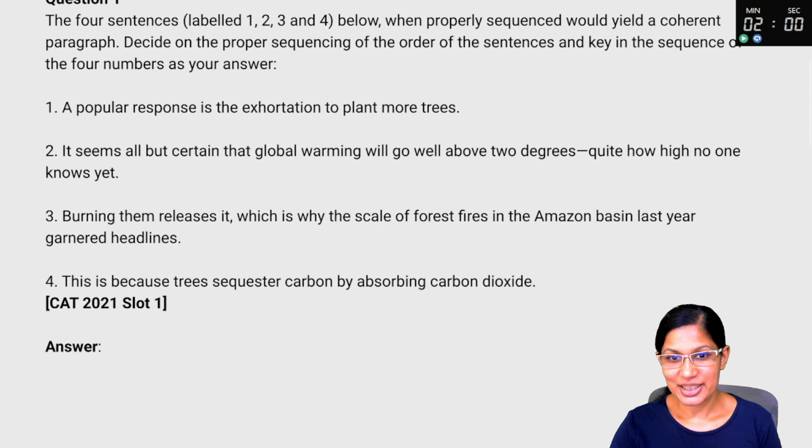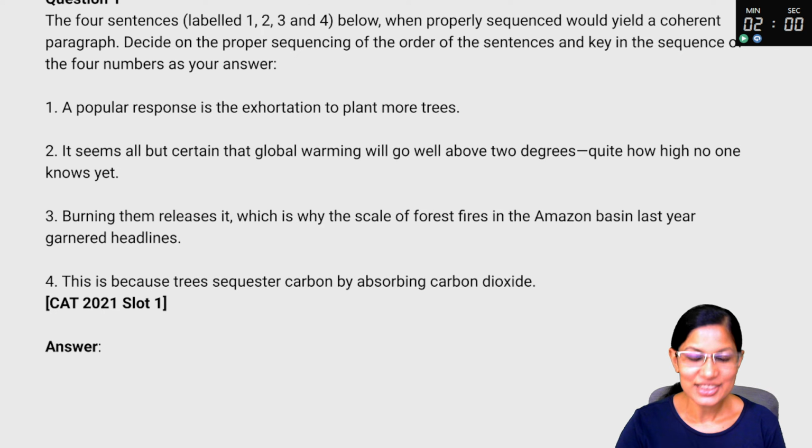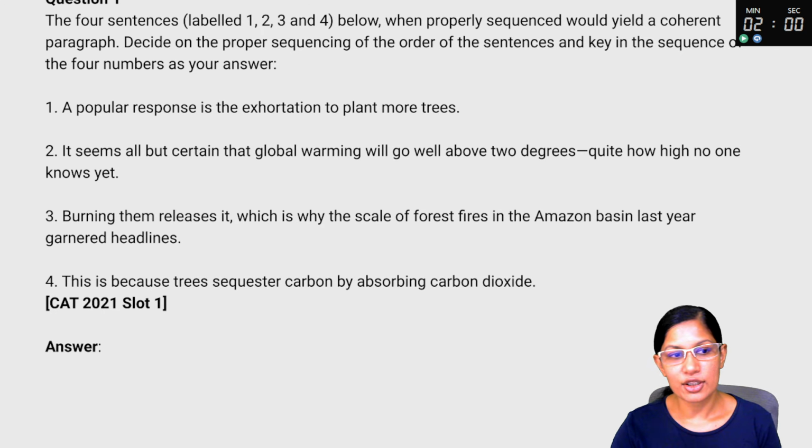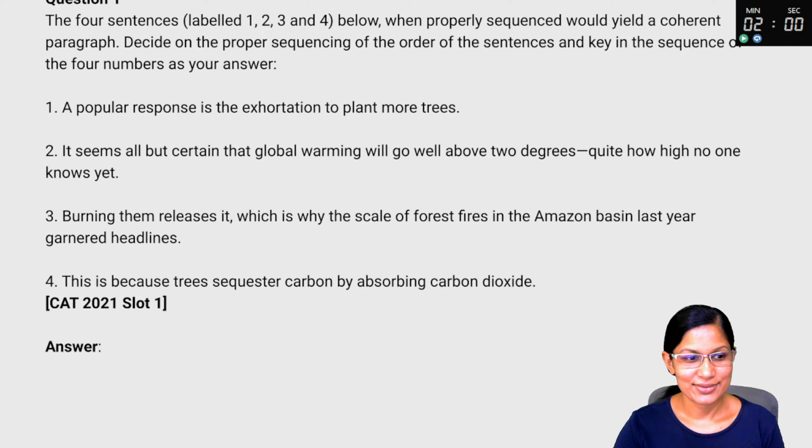So this is the first question and I will just start the timer. This is a CAT 2021 slot 1 question. It's an easy one, so we are starting out with an easy one to warm up. And as you guys solve it, you can just put the answer in the chat.